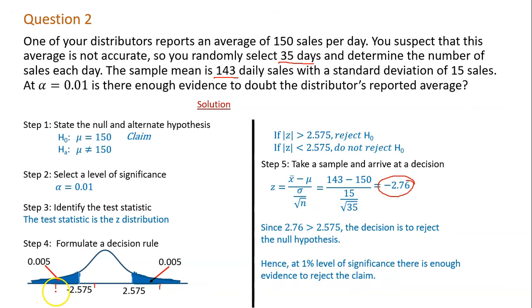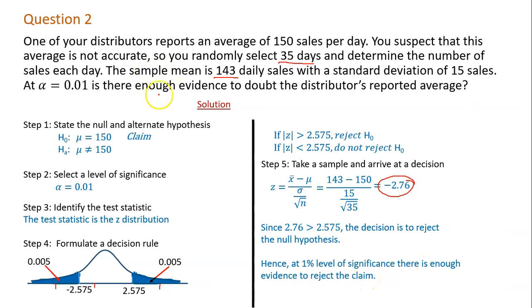So where does negative 2.76 lie? It's in the region of rejection. I told you that the shaded part is the rejection region. So this is one thing that can help you come to your final decision. If you plot negative 2.76 on the z-axis, it is in the region of rejection, so you are going to reject the null hypothesis. You conclude that there is enough evidence to reject the claim.